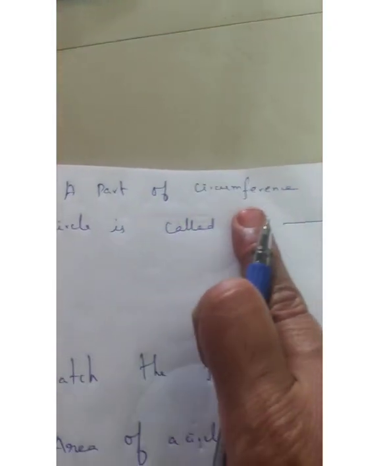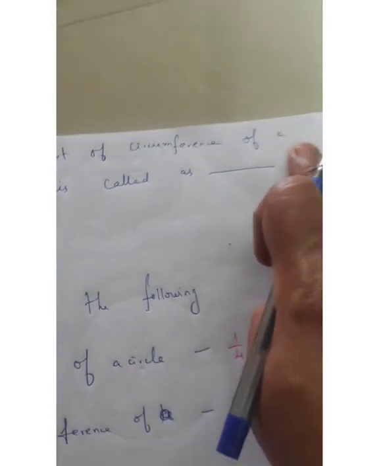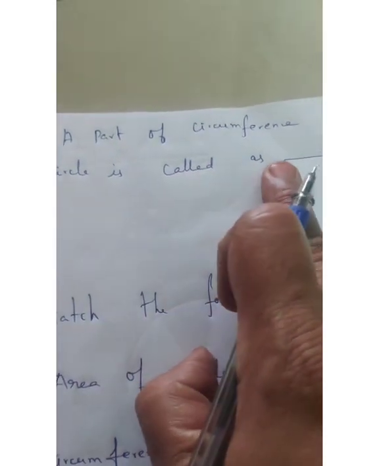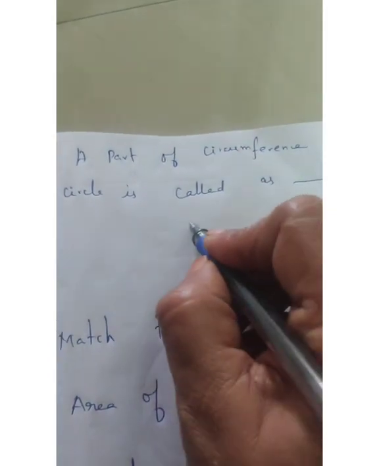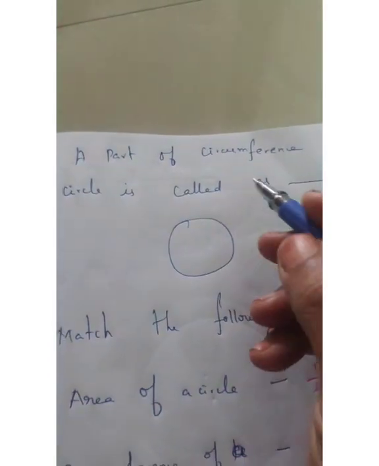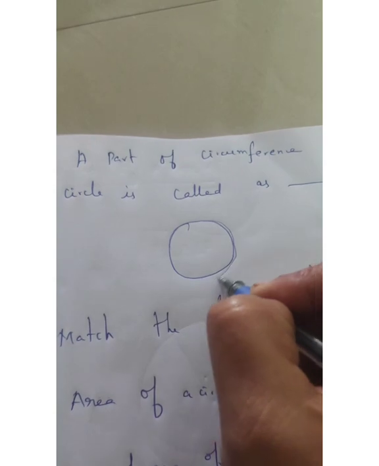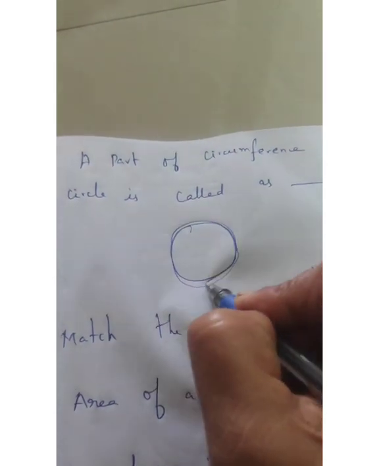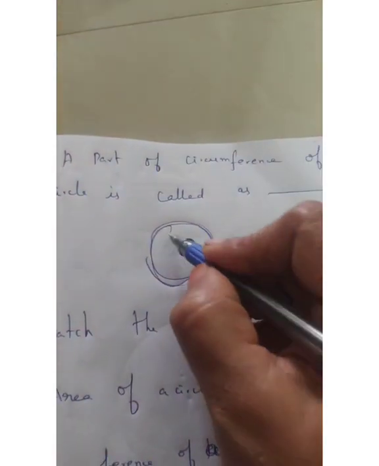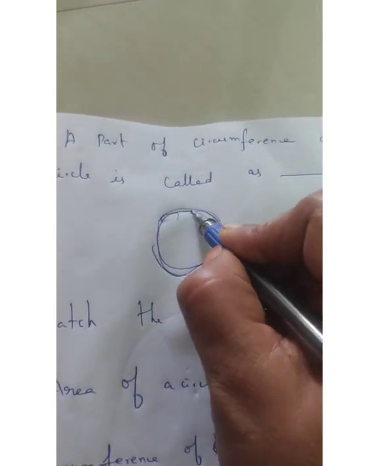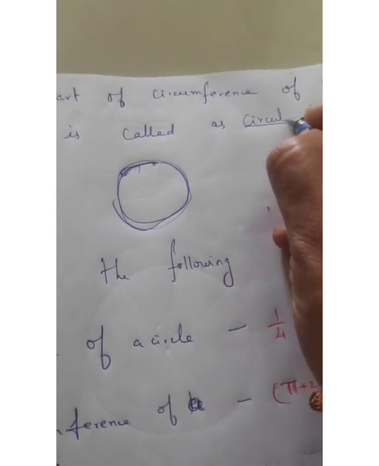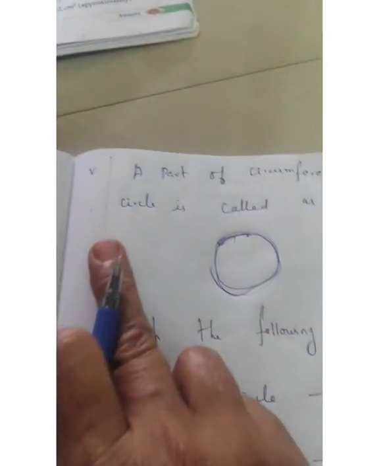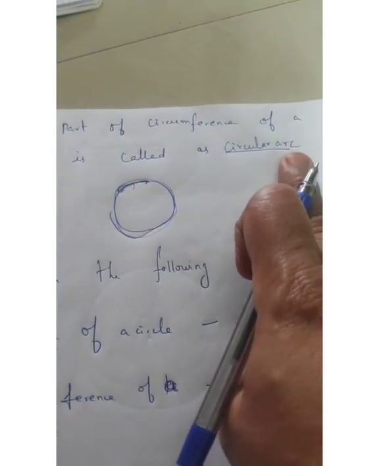A part of the circumference of a circle is called as dash. Circular arc. A part of a circumference of a circle. See there, this is the circumference. The full outside boundary is called the circumference or perimeter. This is called the outer boundary. There 1 point, 2 points I am giving. What is this called? Circular arc. A part of a circumference of a circle is called a circular arc.